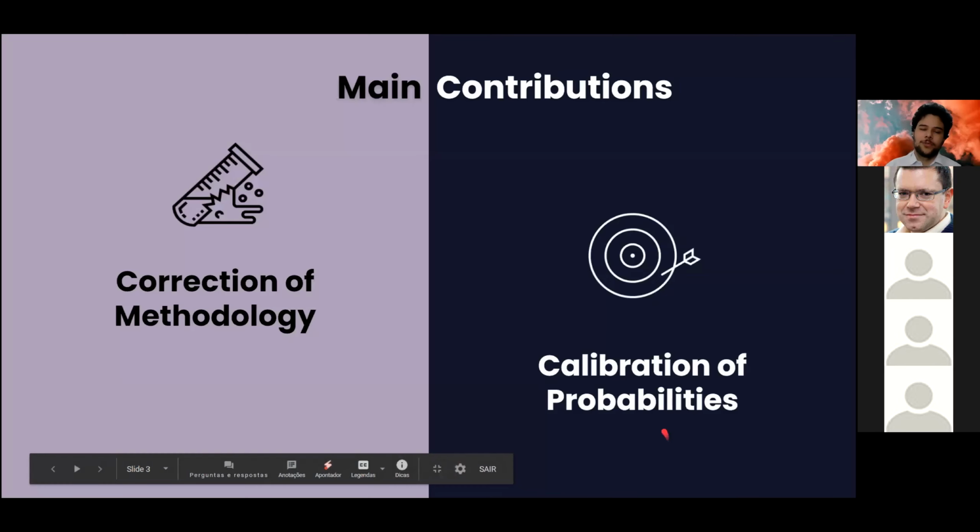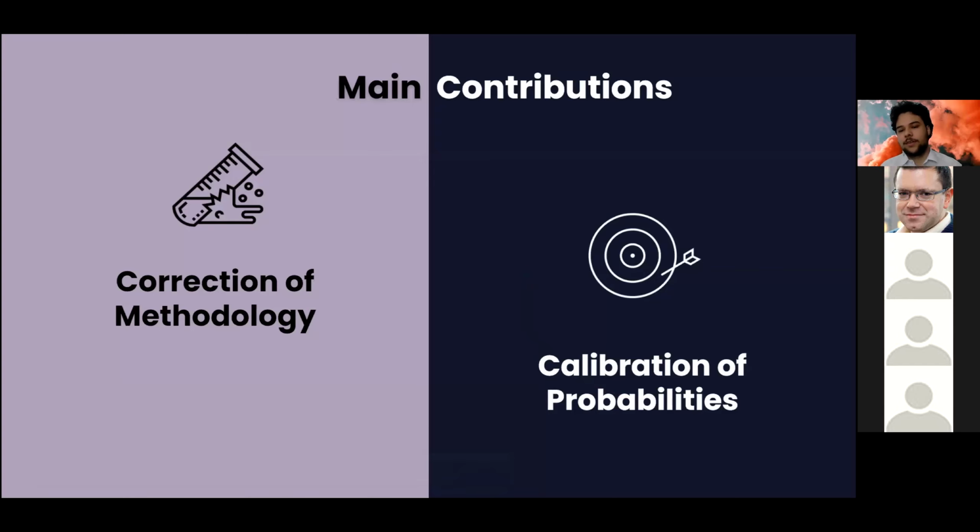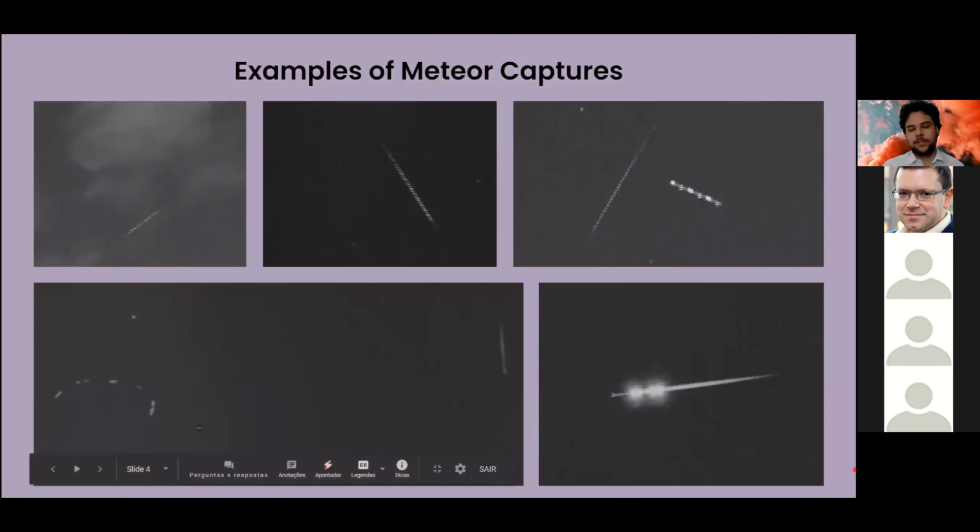I'm going to focus on our main contributions: we corrected the methodology that we were applying for this task, and we managed to correct the probabilities that the network assigns in order to improve our results. To give you a perspective, the images that we're using are produced by the UFO capture software. It's a summary of a video, and we're using these images to try to filter the false positives.